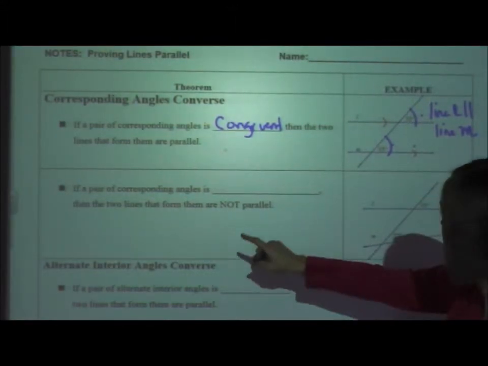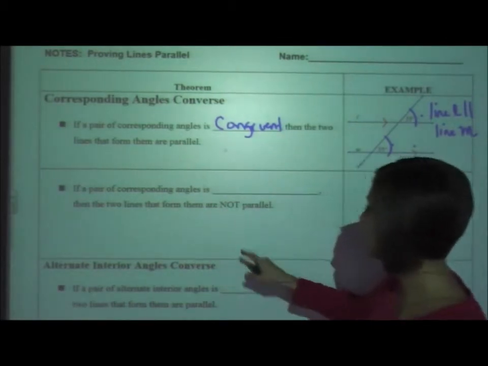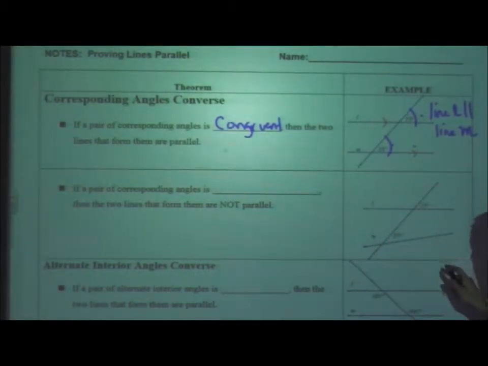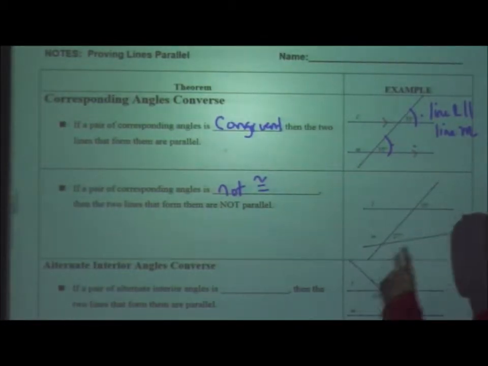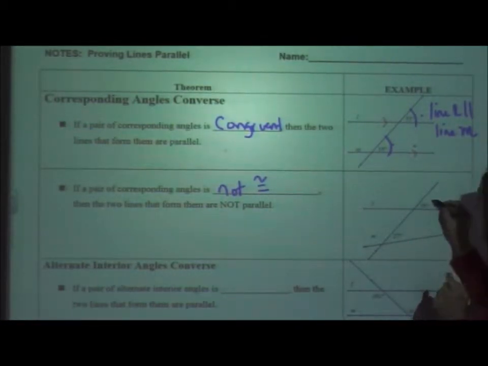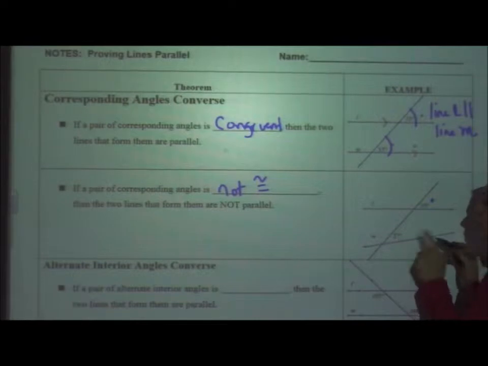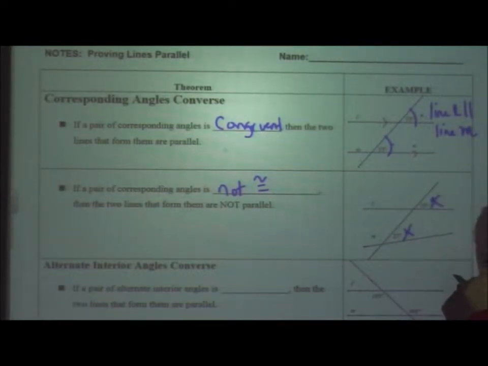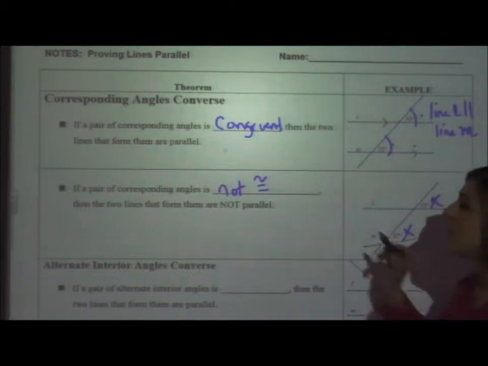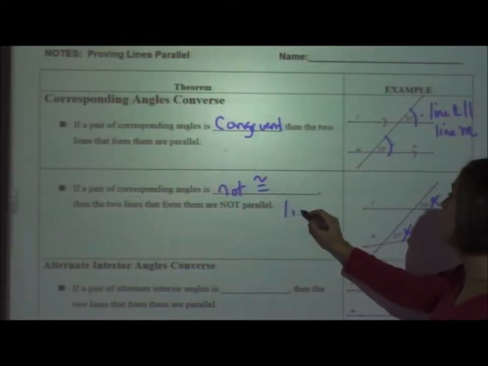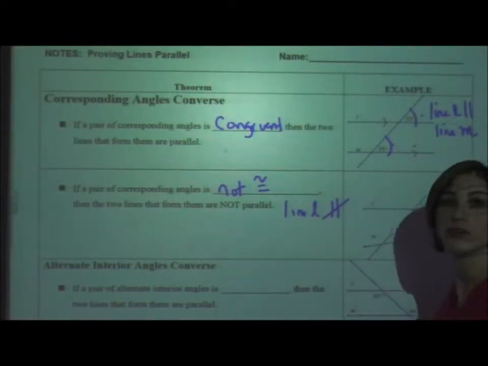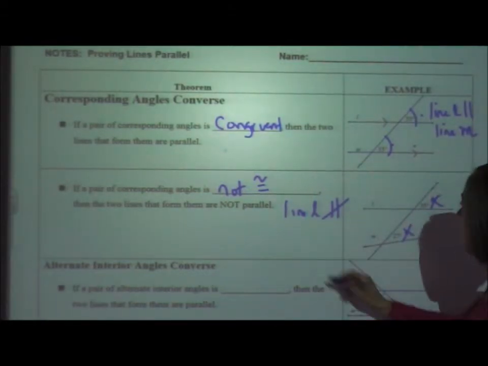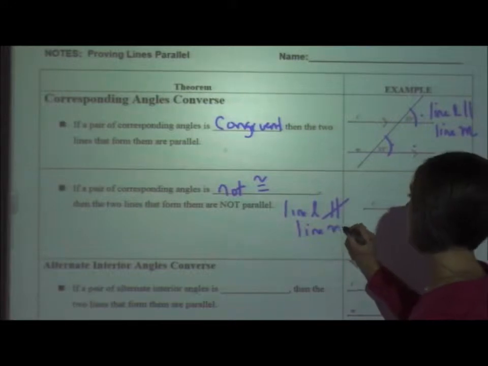So if you have a pair of corresponding angles that is not congruent, as you see here, this corresponding angle is 35, and its corresponding angle is 27. They're not congruent. Then we can conclude that line L is not parallel. I'm just going to put a slash mark through parallel. Line L is not parallel to line M.